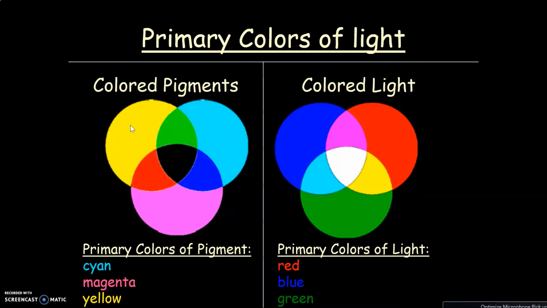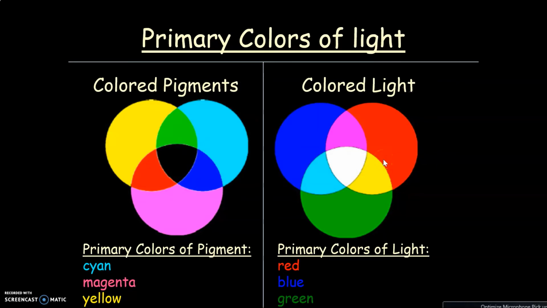So these outer colors are actually the primary colors of pigment. You've got cyan, yellow, and magenta. And if you overlap them, you get red, green, and blue. And if you overlap all of them, you get black. This is how your color crayons and your paint work.